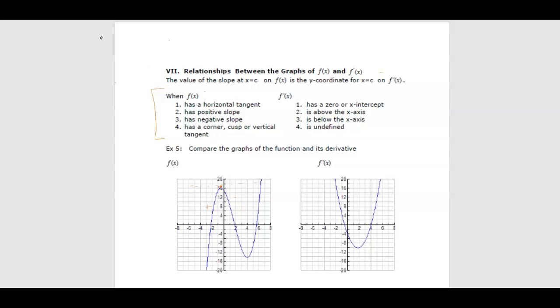So where I have a horizontal tangent, that means the slope was 0. So every place I have a turnaround where this is continuous, I am going to have a 0 on the graph of my derivative. So that is one of the things you look for. You see here at x equals 4, I have a minimum. That means I turned around, and so I have a 0 there, and I have a 0 there.